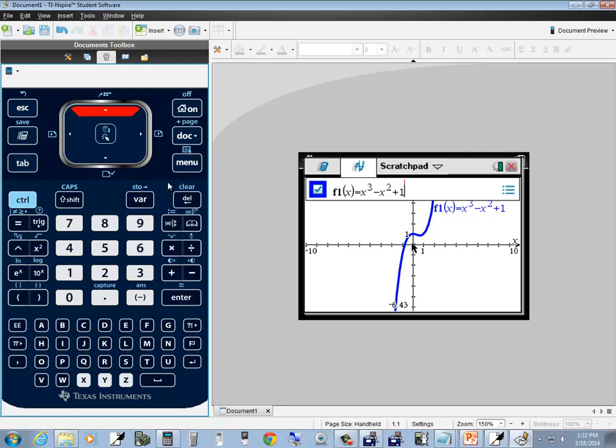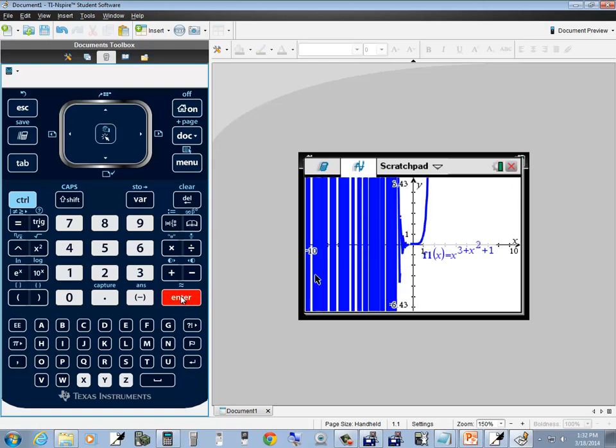Well, if I hadn't done the right arrow key, let me go back to tab, up arrow, and delete to clean those all out. If I'd done x key, caret, 3, plus x squared, plus 1. Notice everything is up in my exponent. And then when I pressed enter, oh, that's pretty bizarre.